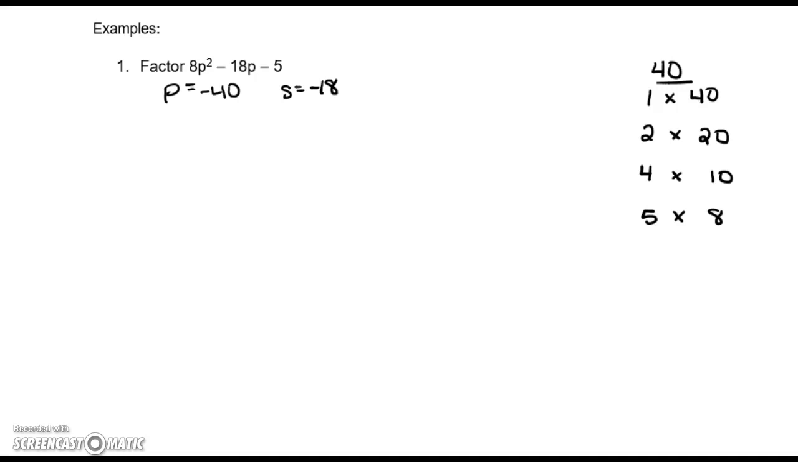Once you've listed out your factors, we know that we're going to have a negative product, which means that one has to be positive and one has to be negative. You can tell which one's going to be negative based off of the sum. The sum here is negative, which tells you the bigger number has to be negative. So you're going to go to the bigger number side of your factors and tack on a negative symbol to the bigger number.